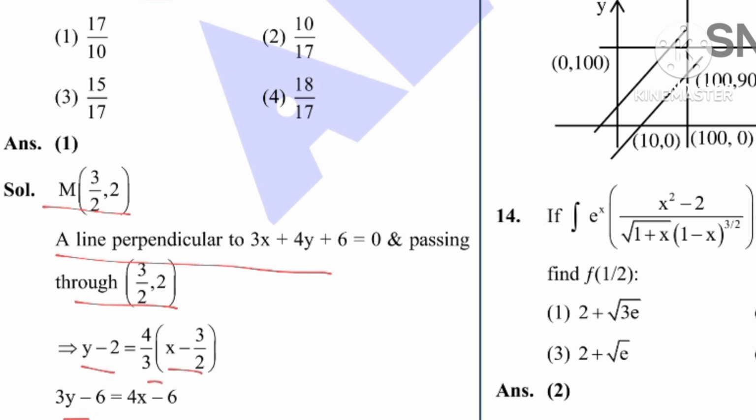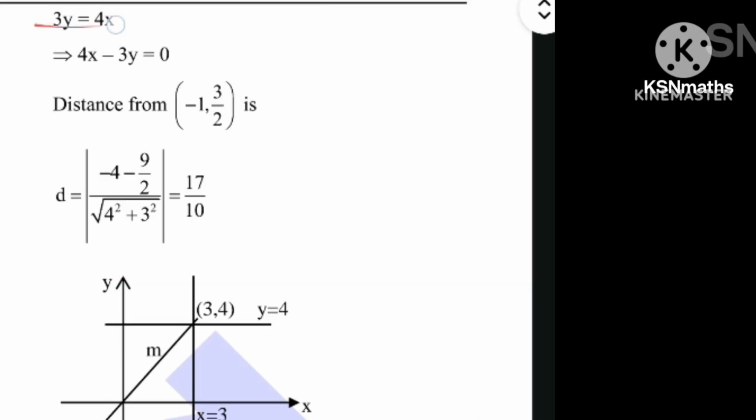So y minus 2 is equal to 4 by 3 into (x minus 3 by 2). So 3y minus 6 is equal to 4x minus 6. 3y is equal to 4x. 4x minus 3y is equal to 0. Distance from (minus 1, 3 by 2). Now d is equal to (minus 4 minus 9 by 2) by root over 4 square plus 3 square, that is 17 by 10. The answer is 17.